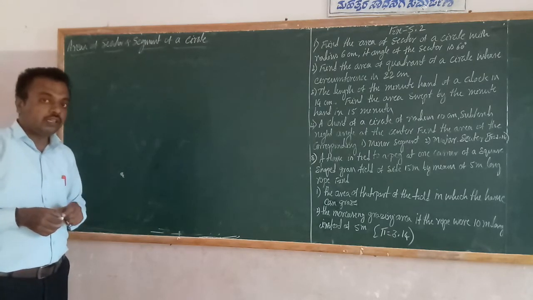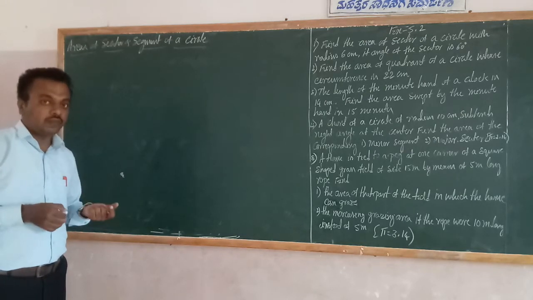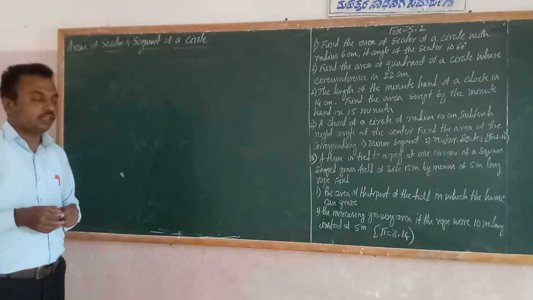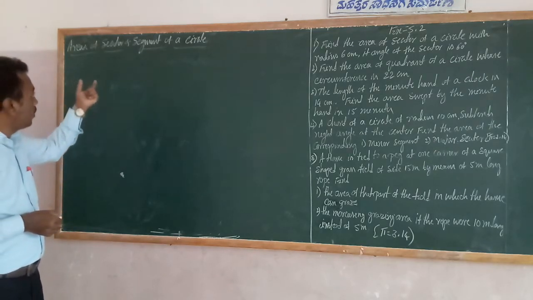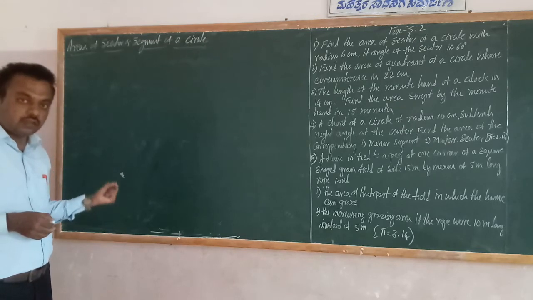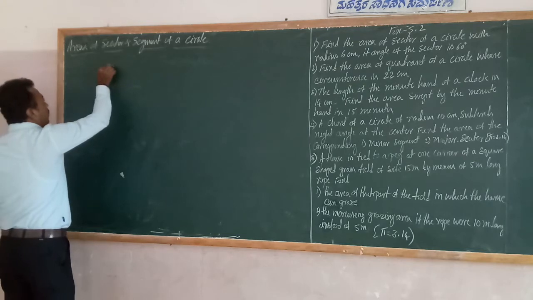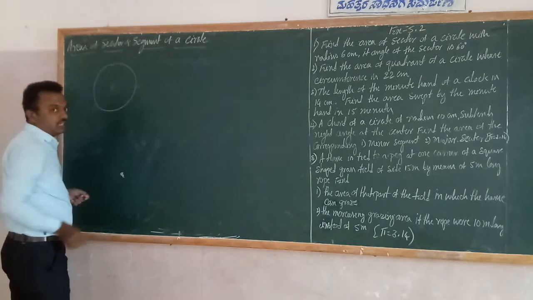We already know, in the last chapter I already discussed the segment of a circle and the sector of a circle. You already know it. So what area we have to find? What are the formulas of the areas of a sector and the area of a segment? Let us start. See students, this is one circle.